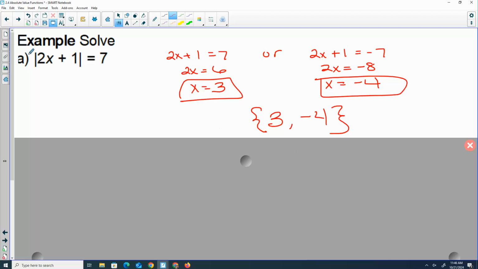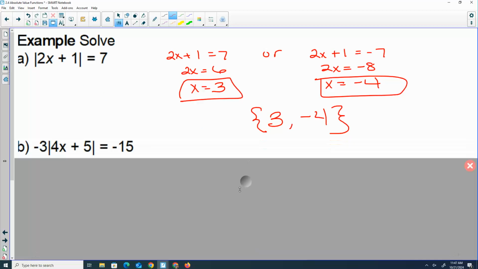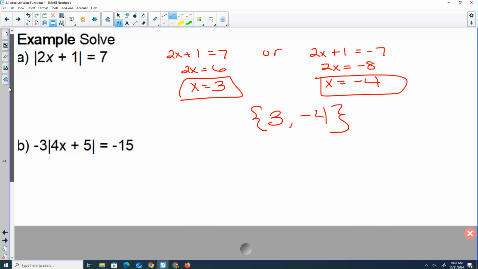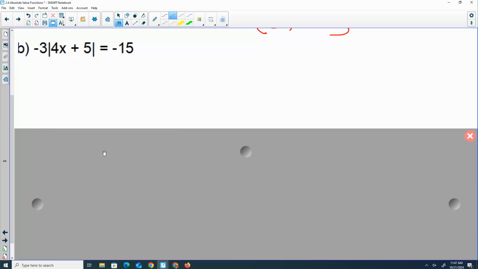Now, the key to this, the only reason we were able to go straight into the two separate equations is because the absolute value was by itself. If you do have anything with your absolute value, you have to isolate it first before we make our two separate pieces. So what would be the first step on this one? Absolute value of 4x plus 5 equals 5. And then we do our two equations.